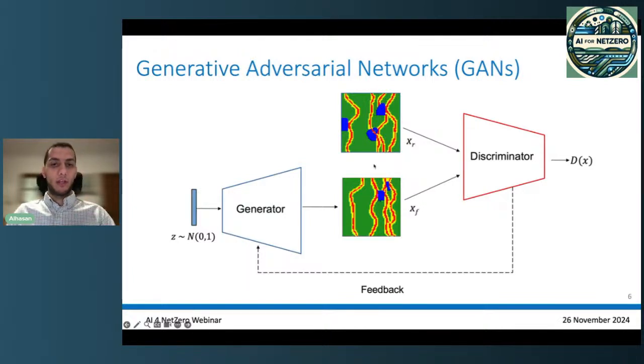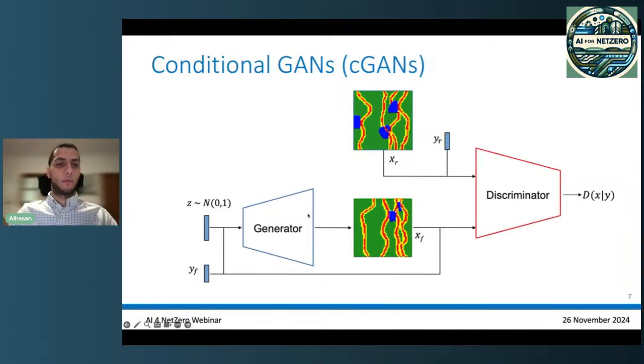But so far, the conditioning is purely stochastic. There is no way to force the generated sample to respect any form of conditions or properties. To do that, we used a variant of GANs called conditional GANs, and the main difference is we can pass some auxiliary information to both the generator and the discriminator.